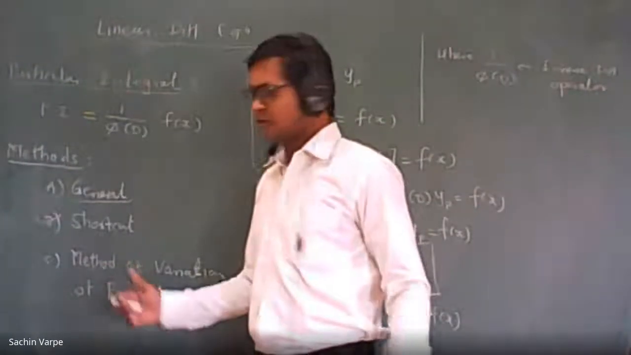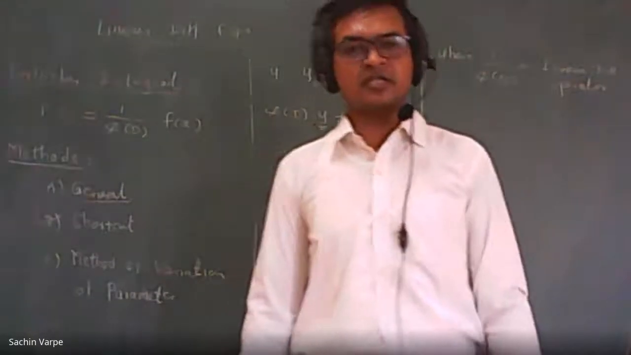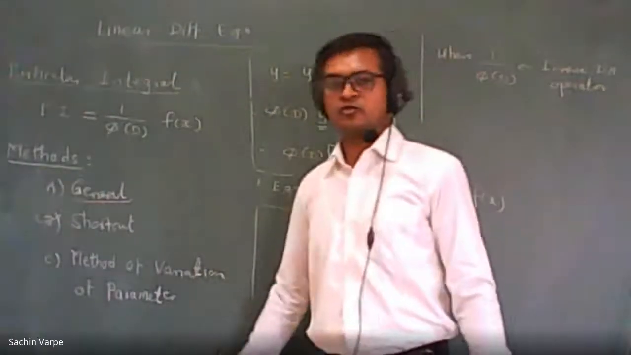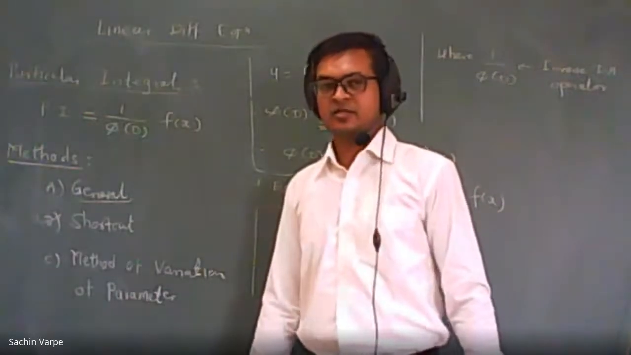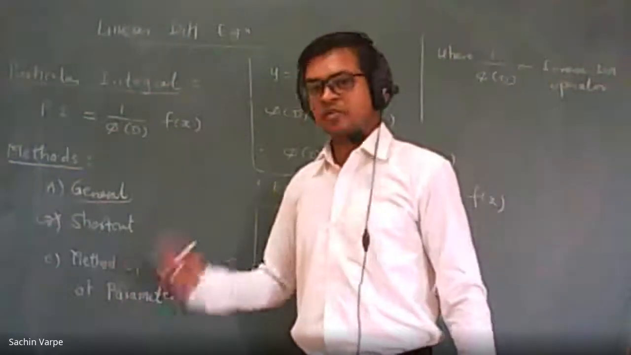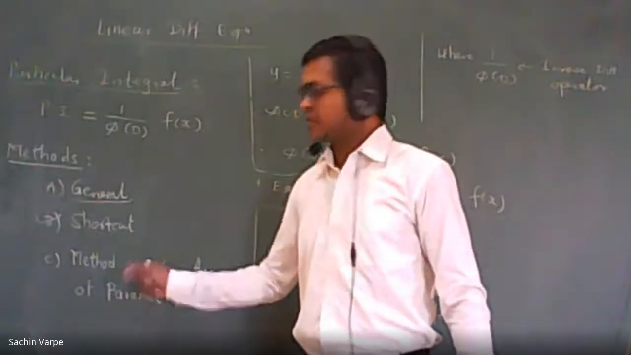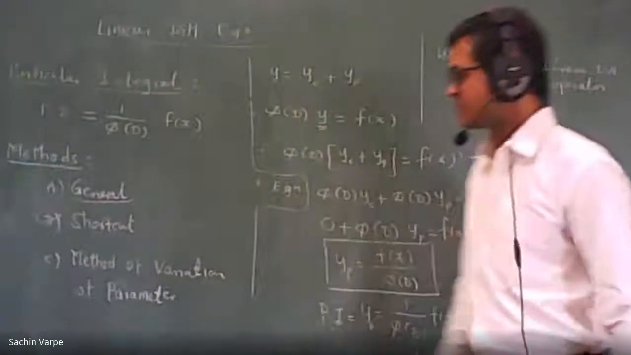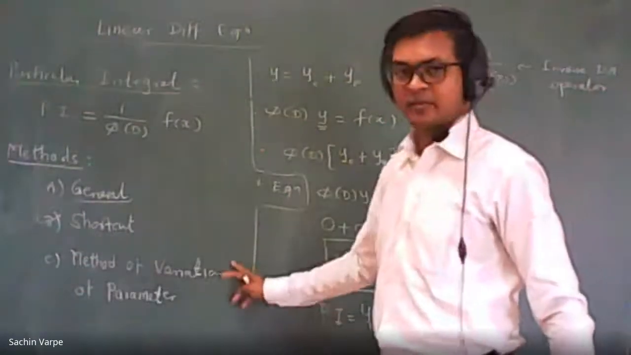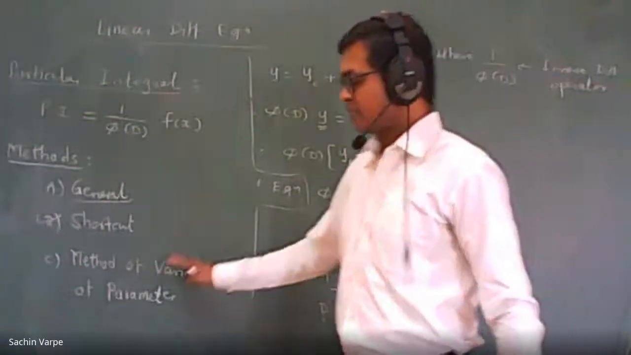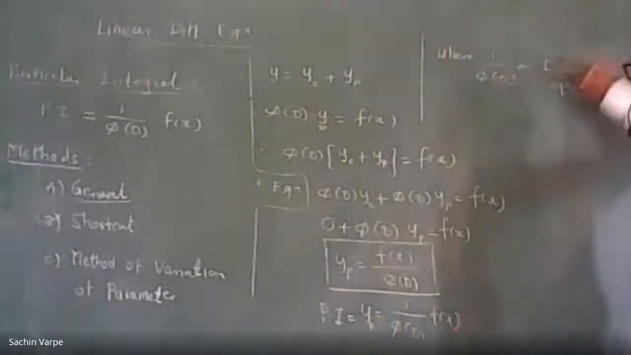In the 2015 pattern, there were 3 questions and we were asked to solve 2 out of 3, for 4 marks each, 8 marks. Out of those 3 questions, one will definitely be on method of variation of parameter, isn't it? In the 2019 pattern also we have the same thing. The method of variation of parameter is very important. 100% there will be a question on this method. We'll discuss it in detail, don't worry.